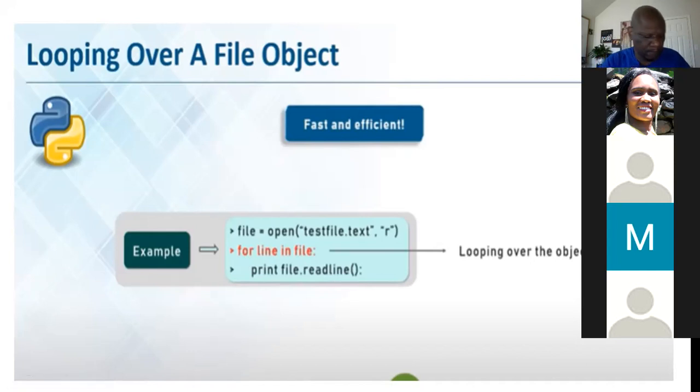It will be looping. Remember the way we explained the for loop. It takes from the beginning of an object to the end of the object. So it will read line by line until the whole content of that file is completely printed out for you.